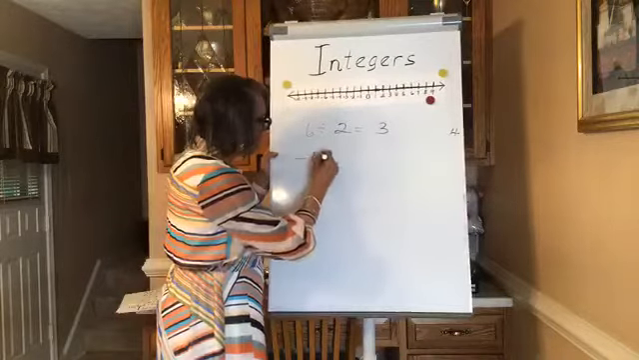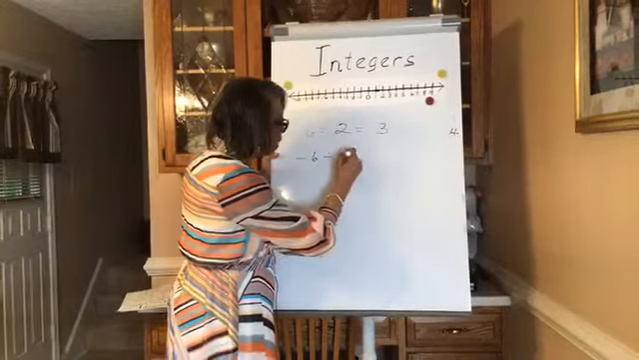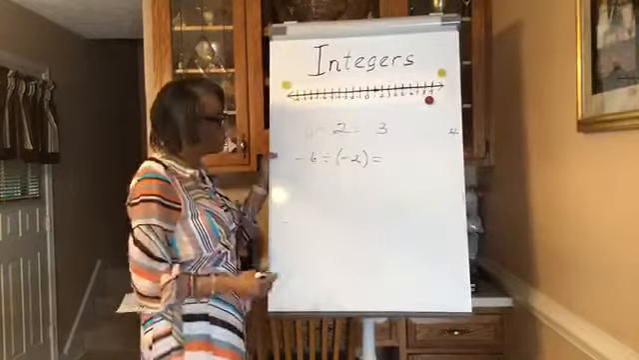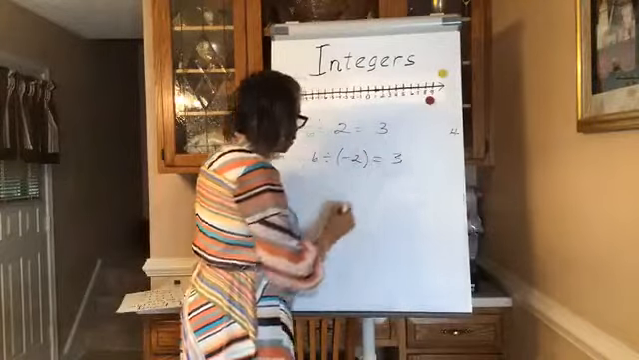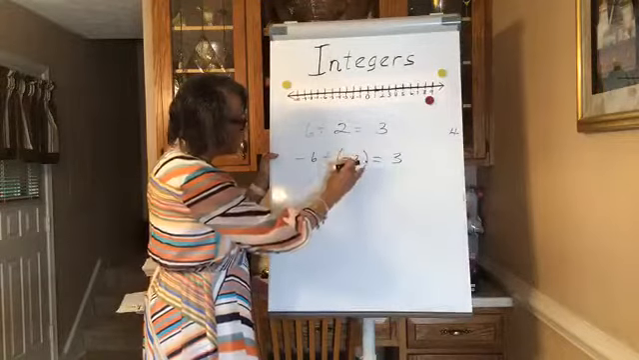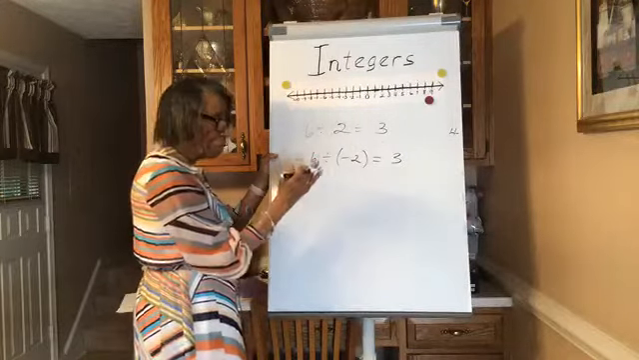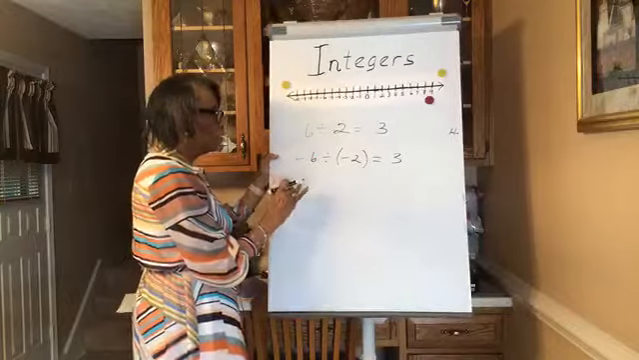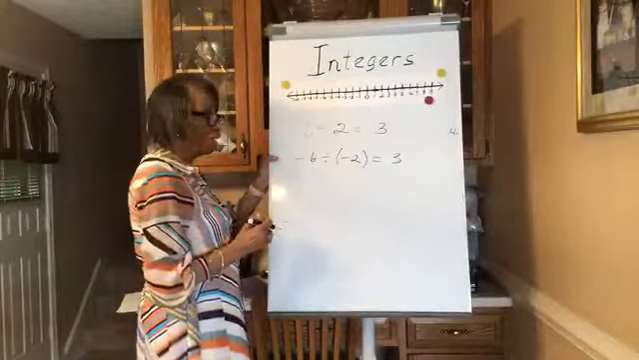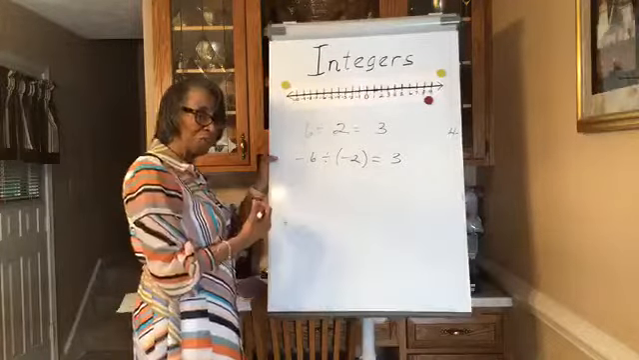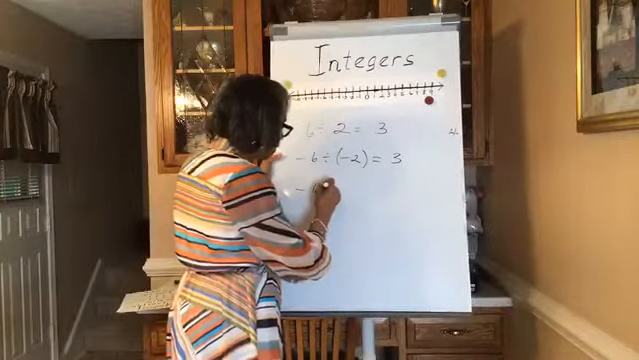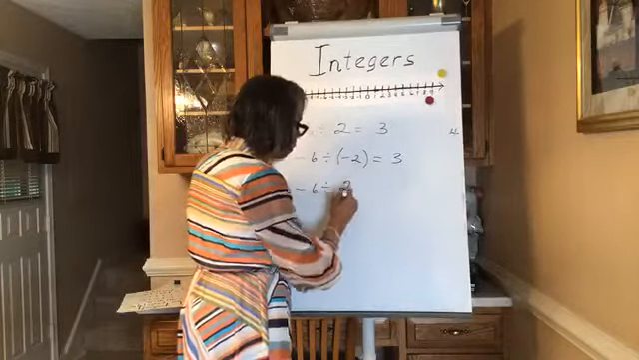All right, so we have positive 3. Now, negative 6 divided by negative 2. That result is 3, positive or negative? This is negative, so this has to be positive, because a positive times a negative equals a negative. Unlike signs. All right, so division piggybacks on to multiplication. Multiplication piggybacks on to addition.